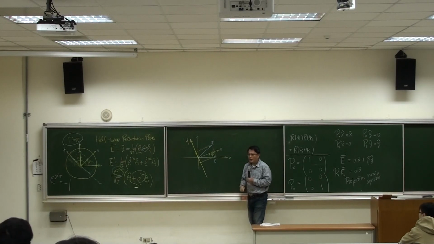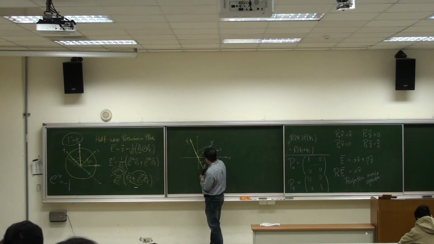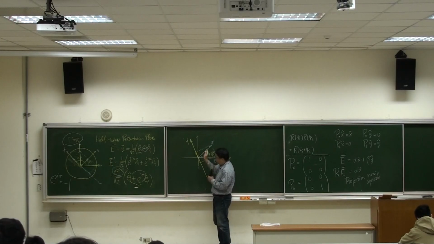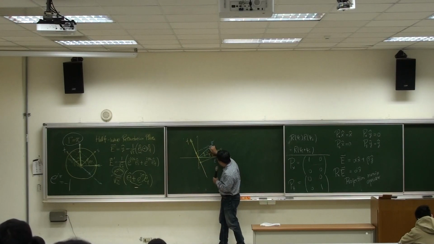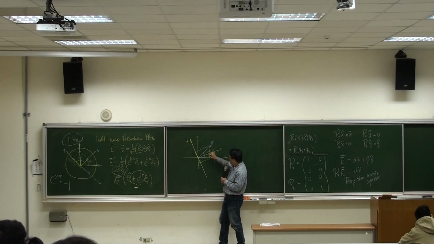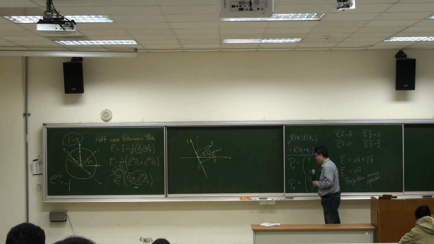This is the E prime vector. And the angle between the E prime vector and the x-axis is in fact 2 psi, because this is psi, this is psi. So this is 2 psi.